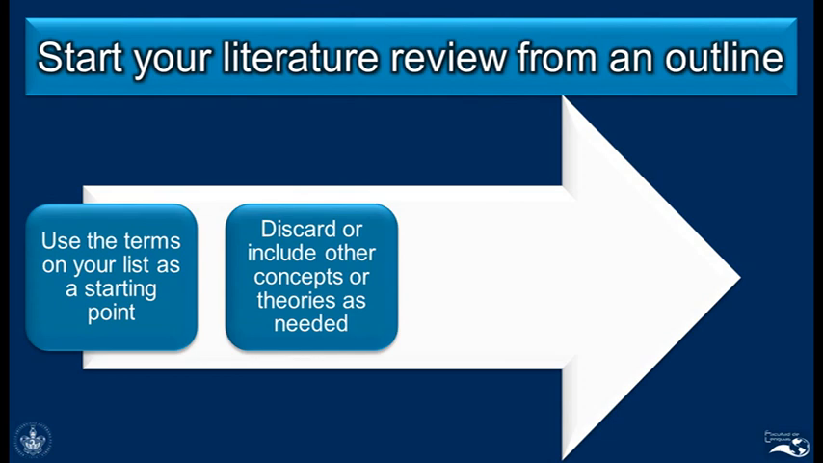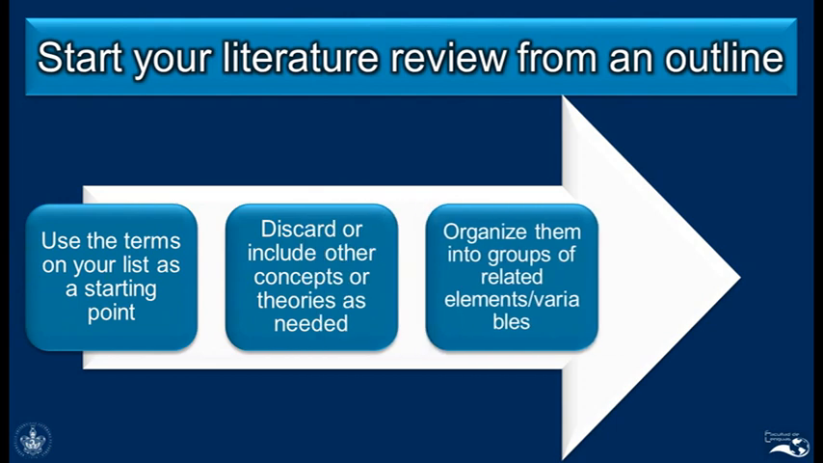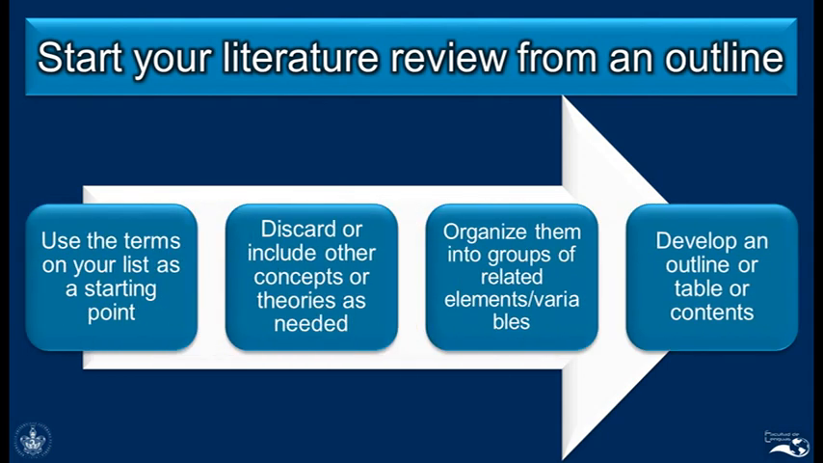So after you discard and include all of these new concepts and theories, you will organize them into groups of related elements or variables. That means that first of all we brainstorm, we come up with a lot of concepts, ideas of the things that we need to include, then we organize them, we group them as they belong together because of the relationship to different variables. And finally, you're going to develop an outline or a table of contents for your literature review. So that's the first thing that you need to do.